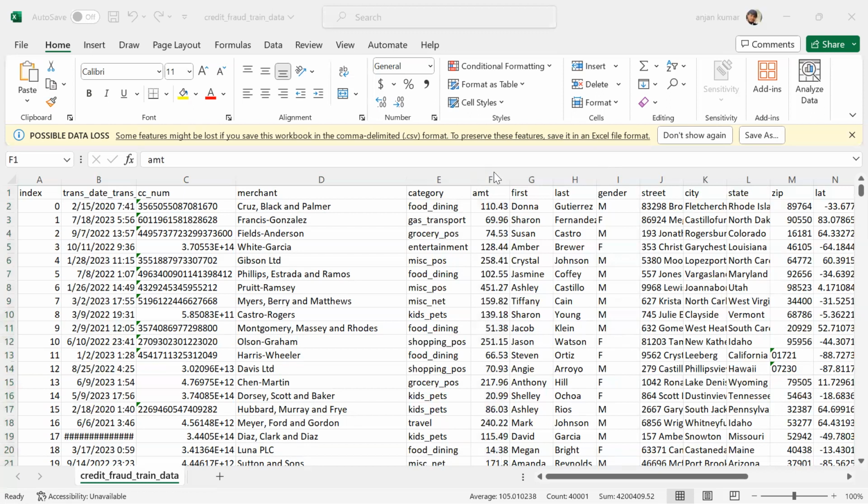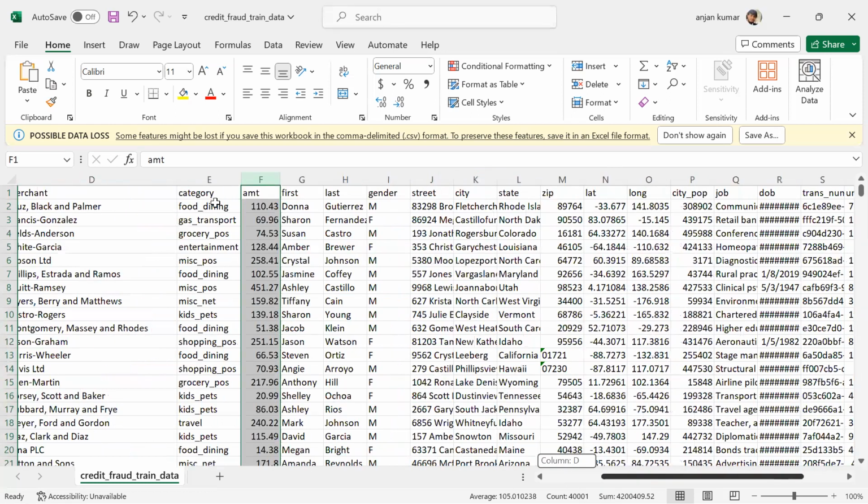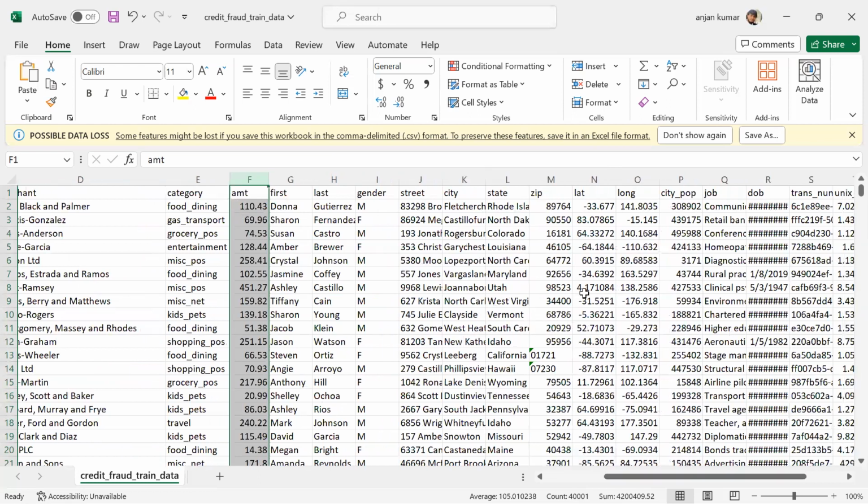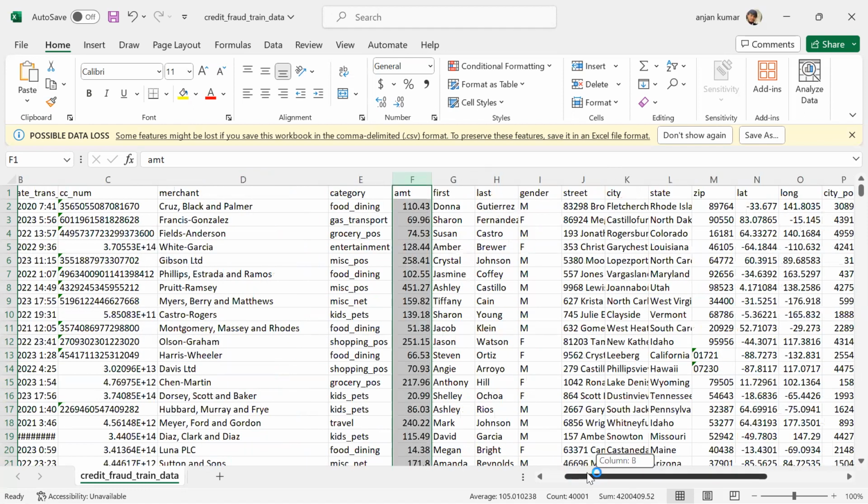Here the amount is continuous or discrete. Discrete means something, it could be a number. That's 110.43. That's a number. A number could have two types: discrete number and continuous number. Discrete number means it could be a whole number. For example, 110 is a discrete number, and 110.43 is a continuous number.